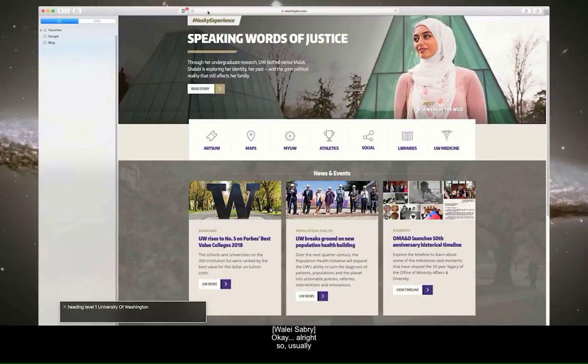All right, so usually a good heading structure will have an H1. If you know anything about headings, there's H1 through H6. H1 would be the first heading that you have on your page, and it will be associated with the page title. So here we have University of Washington. Main. Heading level 1.